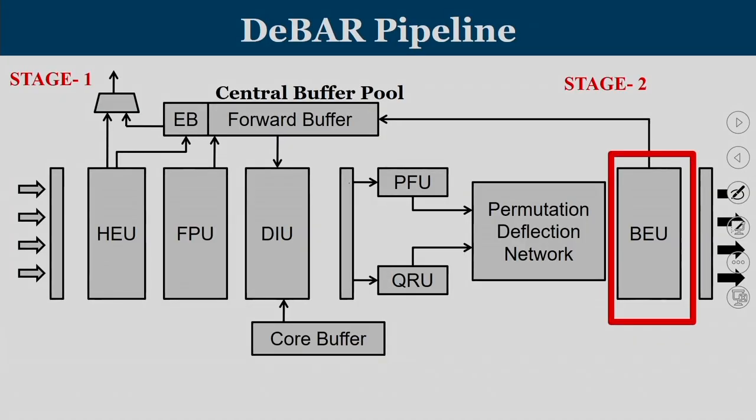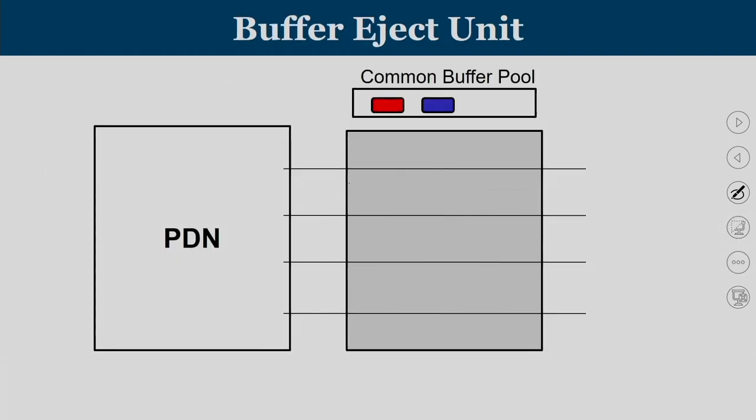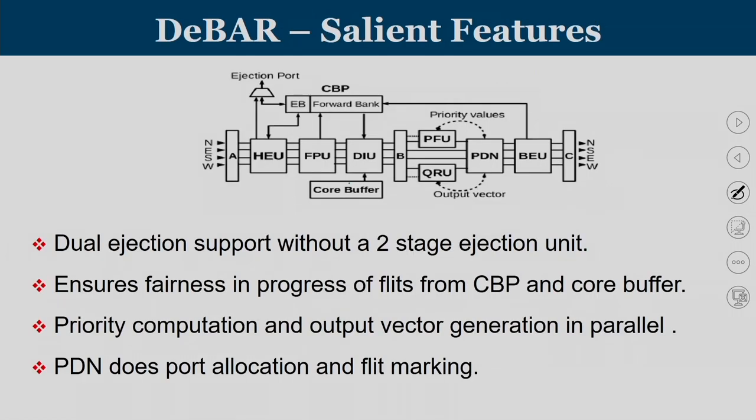Now, let us consider the last unit, that is buffer eject unit. Now, in this buffer eject unit, the PDN's output is going to the buffer eject unit, which is in turn connected to the common buffer pool. The PDN is going to perform marking that we have seen just previously. If the marking is there, then the buffer eject unit's job is easy. The flit is removed to the destination. So, if the marking bit is 0, the flit will directly pass through. If the marking bit is 1, the flit is being taken to the common buffer pool. That is the way how the whole idea of buffer eject unit will work.